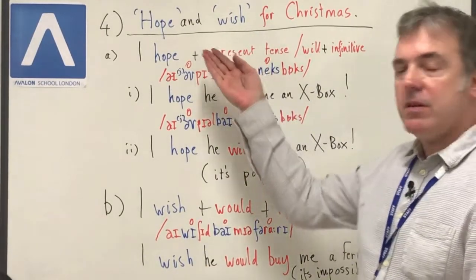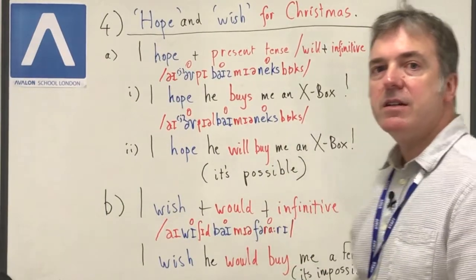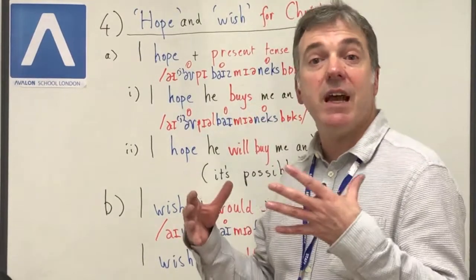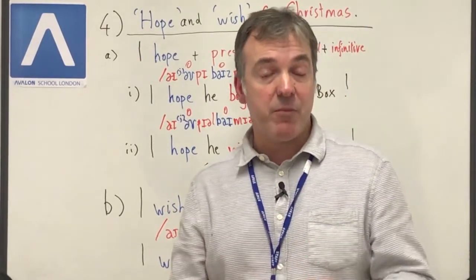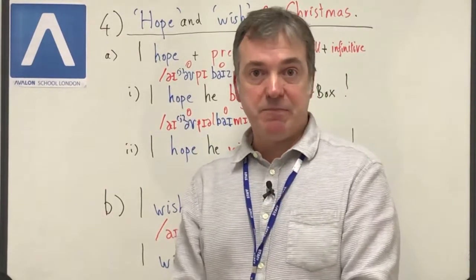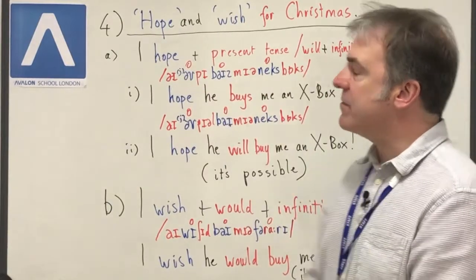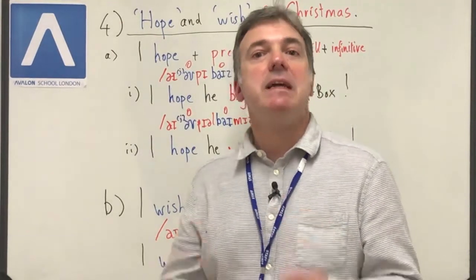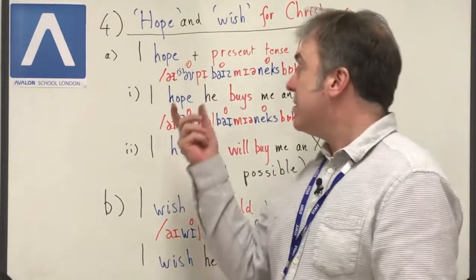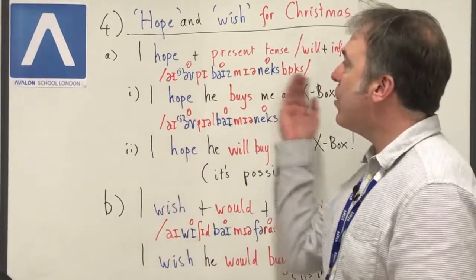Again, hope, possible, wish, impossible, using the same grammatical structures as a future situation, because it's at the beginning of September as I'm recording this, and Christmas is still 3 weeks away. So let's have a look at some of the phonetics here. Of course, at Avalon School London, this is a speaking school, and we teach using phonetics, not only how the language is written and the grammar of the language, but how we say it.